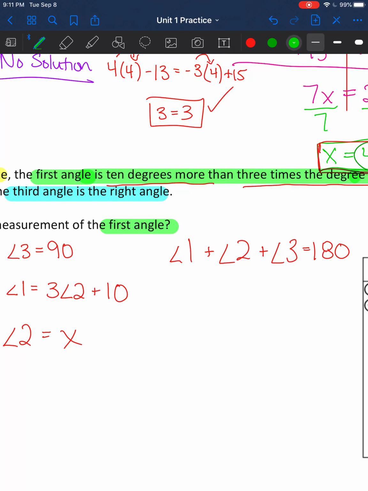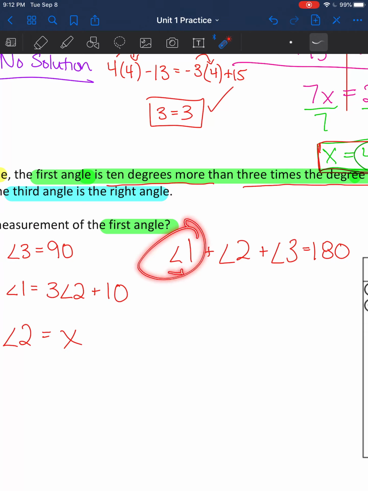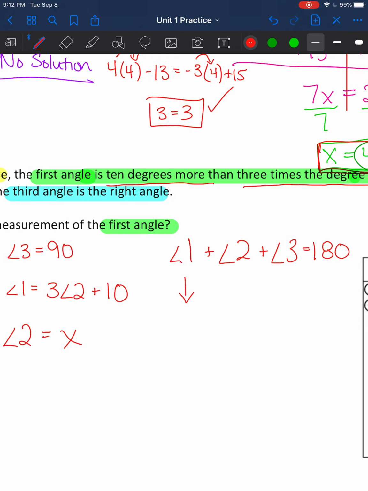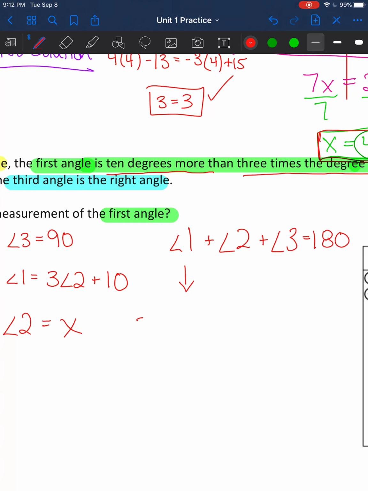I know that angle 1 can be found here. So I know that angle 1 is 3 times angle 2 plus 10. So I'm going to substitute. I'm replacing angle 1. I know what that measure is. I know it's 3 times whatever angle 2 is plus 10.